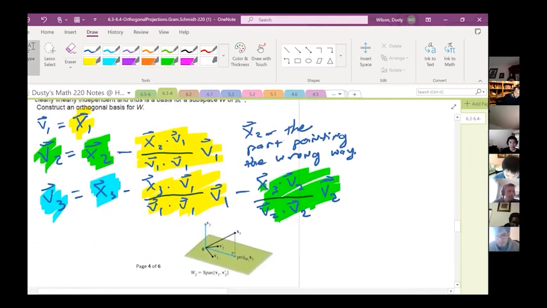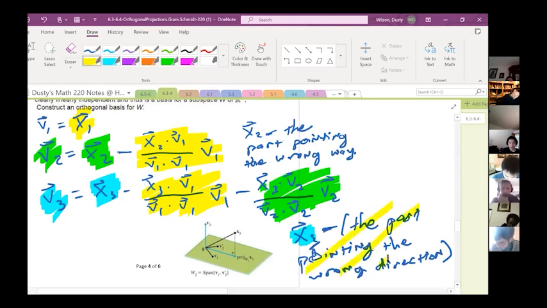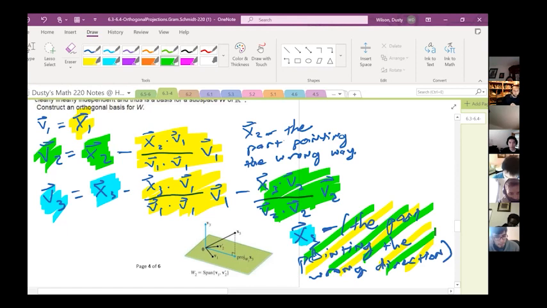So again, we're taking x3 and then we're subtracting the part pointing the wrong direction. So it's like the blue part minus the yellow part and the green part. I don't know if that color scheme makes sense.